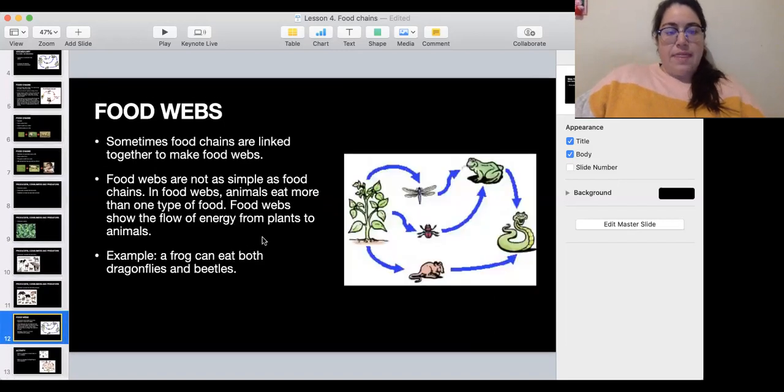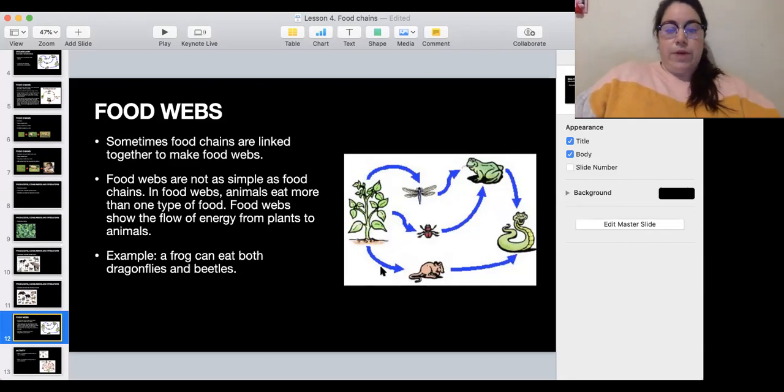Okay. And then for food webs, sometimes food chains are linked together to make food webs. So it's different, food chain from food web. Food webs are not as simple as food chains. In food webs, animals eat more than one type of food. Food webs show the flow of energy from plants to animals. And here's an example, and it's like a really simplified food web because they can be really complicated if you have many animals in it.